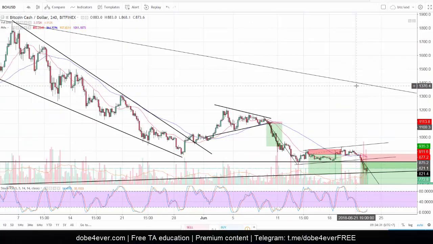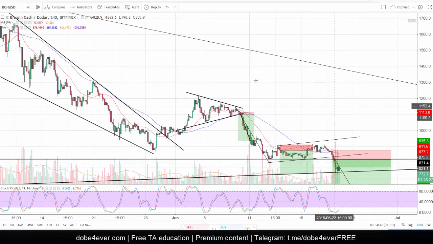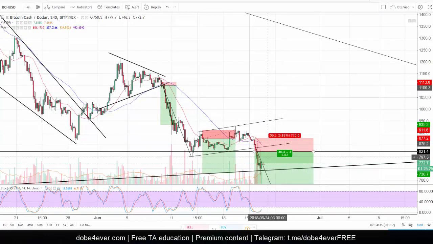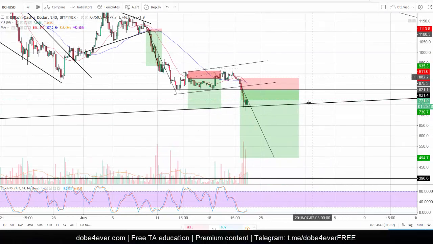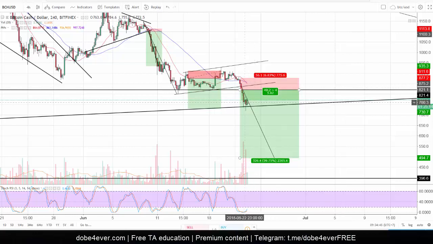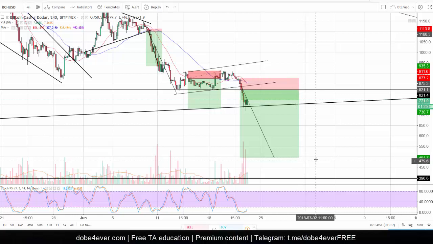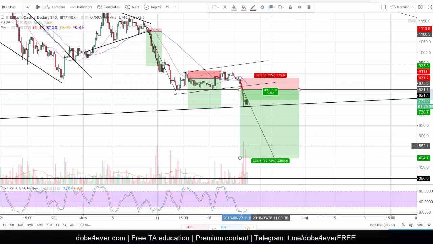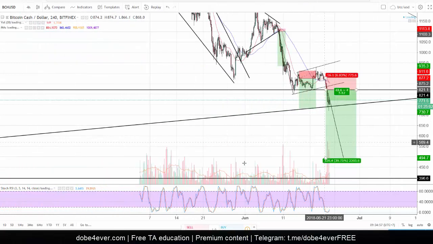I don't even think it'll go that high, to be honest. If you ask me, I think we're going to make a continuation pattern here, following this line, following this line, until it breaks down. So this is the situation right now for Bitcoin Cash. I think it will eventually break the main trend line and go to make the target at 500. From there, I would close the trade and update from there.